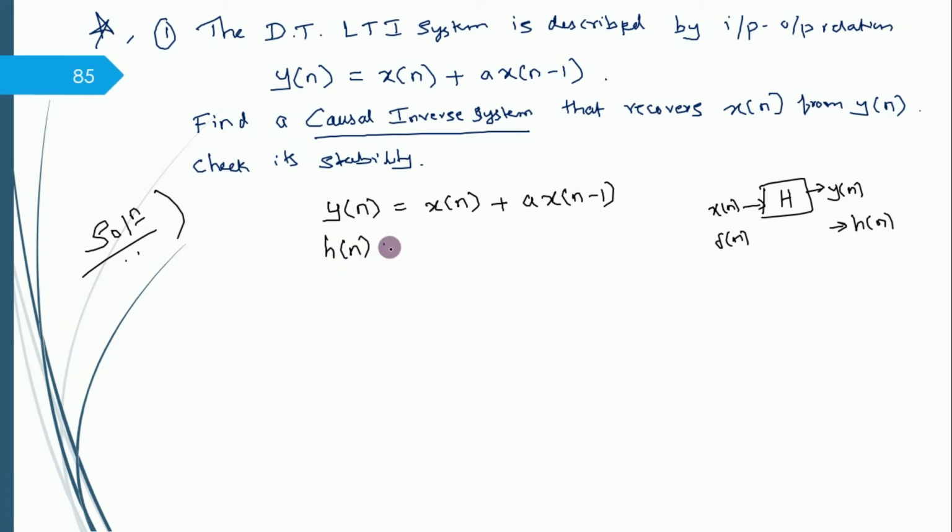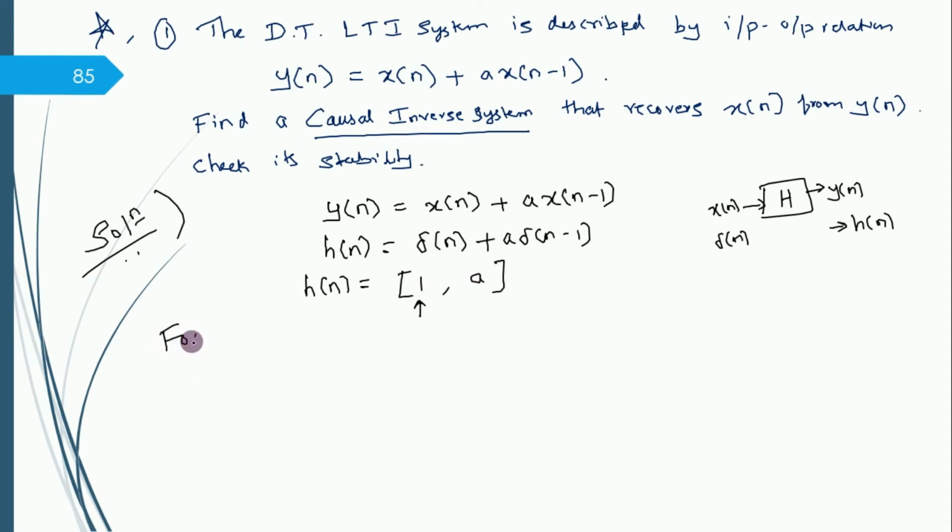That is what I'm doing. To find out h of n, x of n should be replaced with delta of n. This is what we have learned in earlier chapters. If I want to write it in the sequence manner, I can write it as 1, a, where the amplitude is a and the index is 0. This is how we used to write it, just for your understanding.